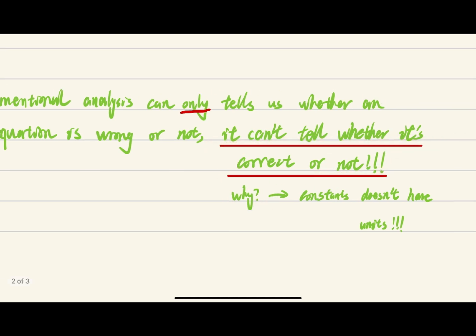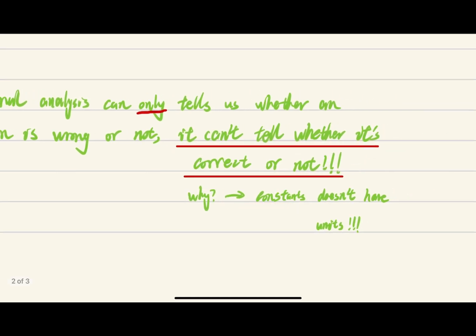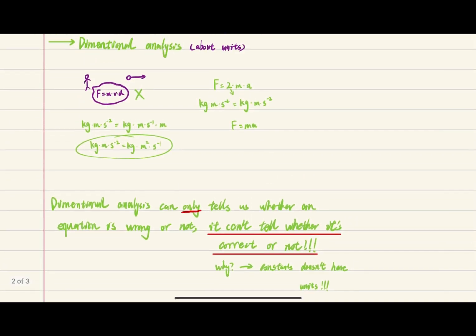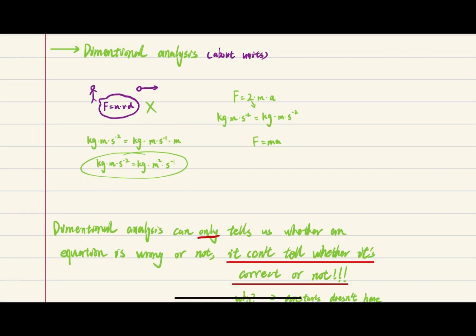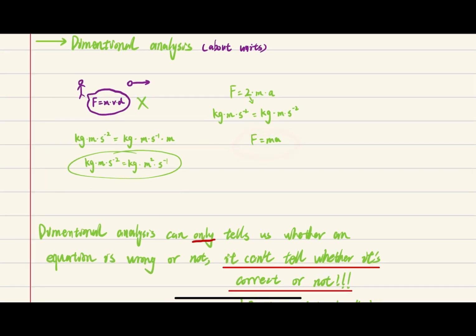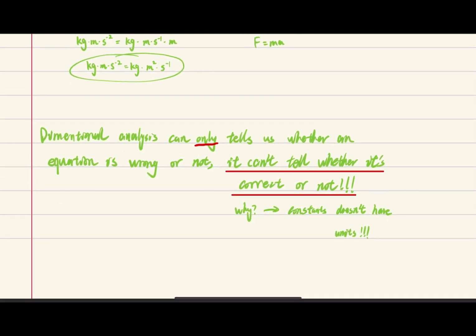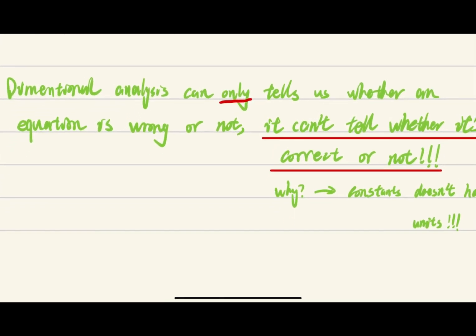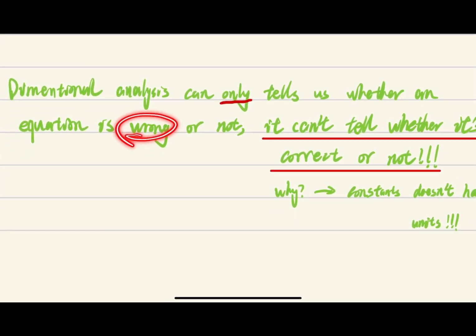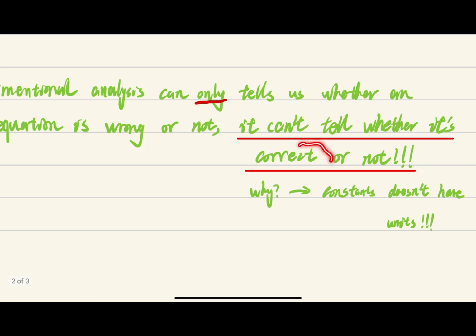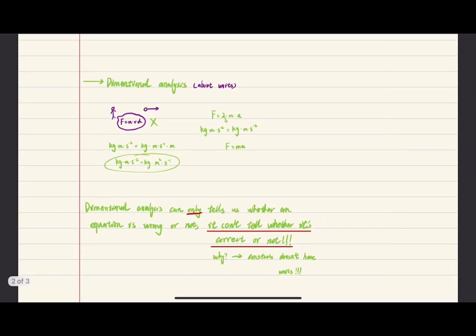And why is that? That's because constants like 1, 2, 3, 5, those real numbers, don't have a unit. So when there are those extra constants in the equation, even though from dimensional analysis we know that the units from both sides match together, as we can see in the example of F equals ma or 2ma or 3ma, dimensional analysis can only tell us whether an equation is wrong or not, but it cannot tell us whether it is correct or not. And that's all for the dimensional analysis.